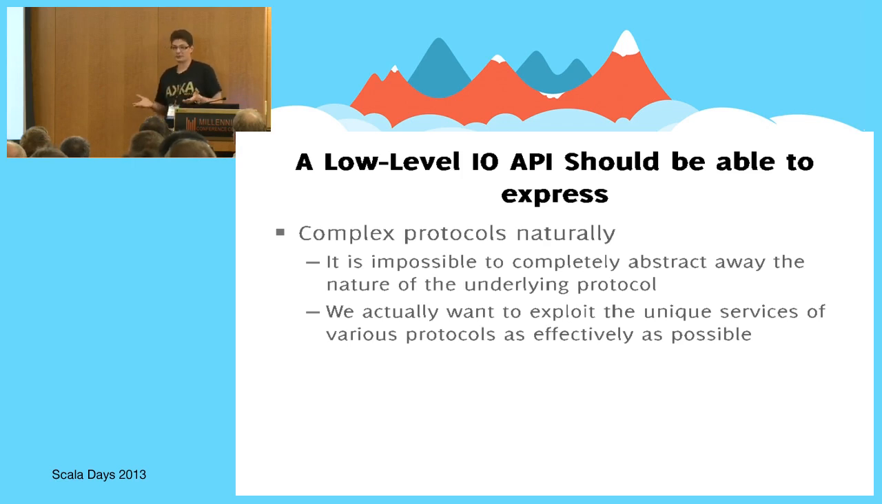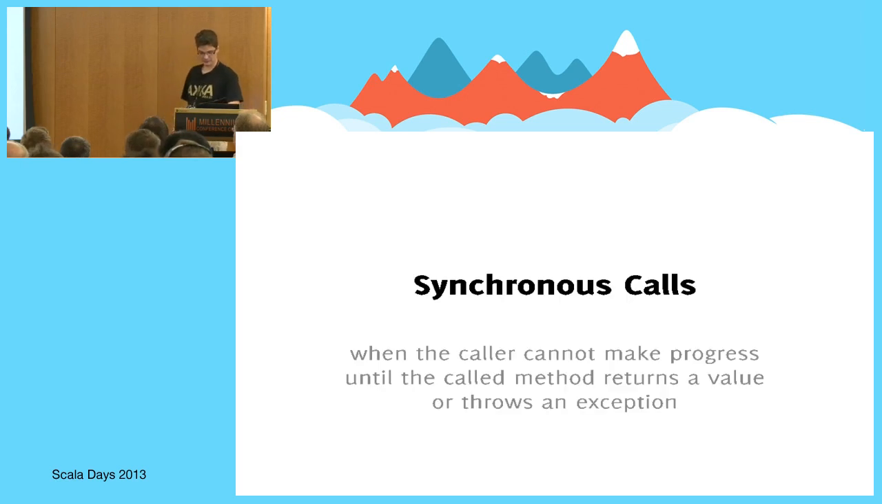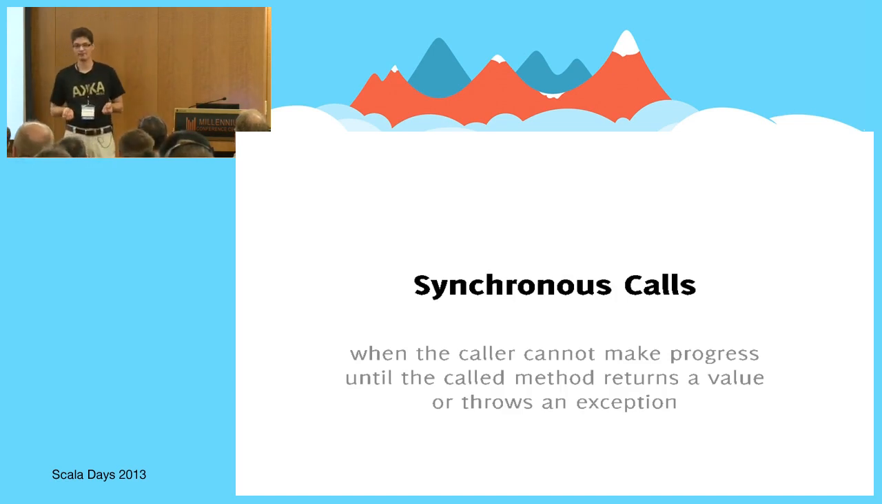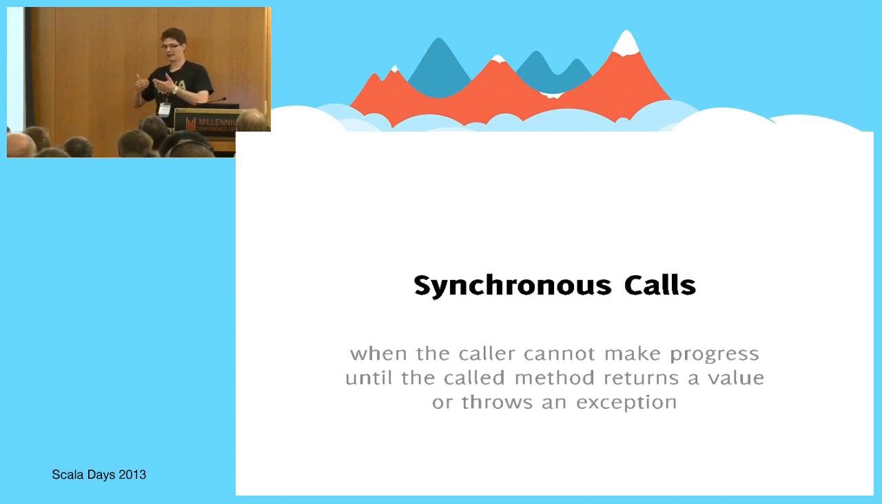A protocol, there are different protocols because they have different services. You want to use them, right? So let's start designing an API. Start with synchronous calls. So what is a synchronous call? Everybody knows it implicitly, but it's about calling something and then my thread or execution context doesn't progress until that call has been finished.